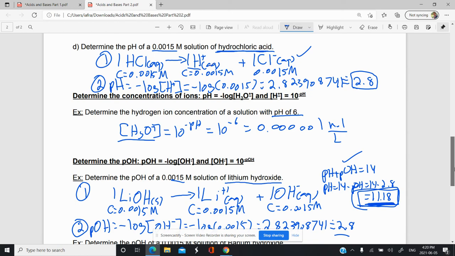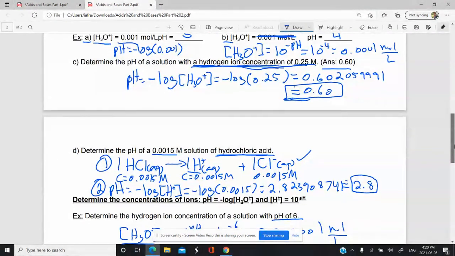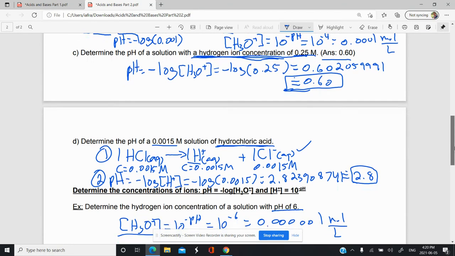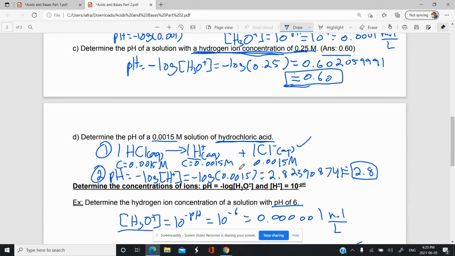For weak acids and weak bases, I would provide you with the H plus or OH minus, for example. I would actually give you that. And there is a way to calculate it and to figure out how much becomes H plus, how much becomes OH minus if it's a weak acid or a weak base. But that's something you would learn in grade 12 under the equilibrium of acids and bases concept.